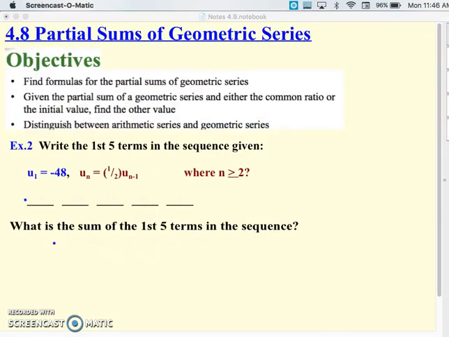Okay, so apply it to the concepts from yesterday, which is partial sums. Remember, partial sum just means you're not looking at an infinite list or maybe even a really long list. You're looking at a smaller set of numbers. So maybe the first 10, the first 20, whatever.